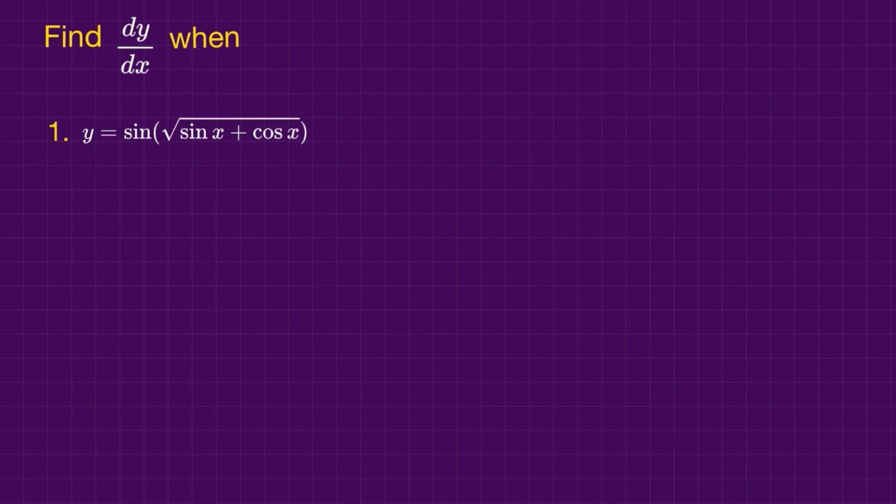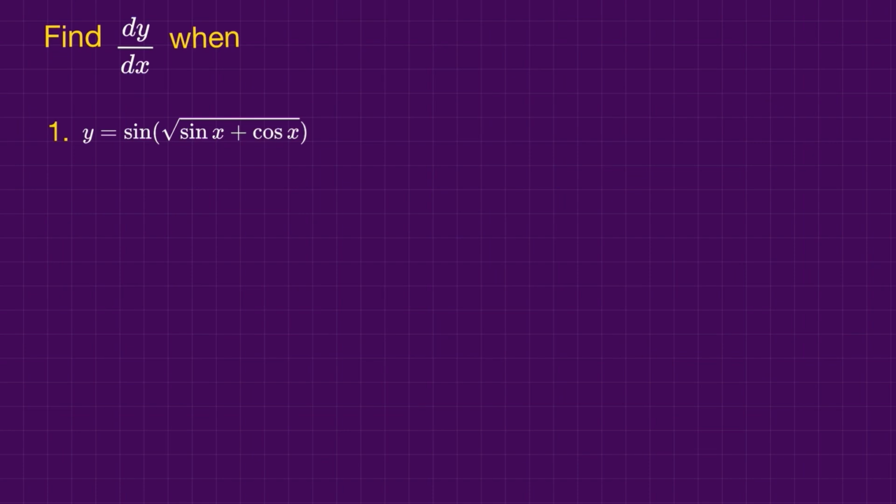So here the question is asking to find the value of dy over dx when y equals sine, and inside the sine function there is a square root of sine x plus cos x. So this is a function in a function. Okay, so here we will try to use the chain rule we have learned in the previous video.